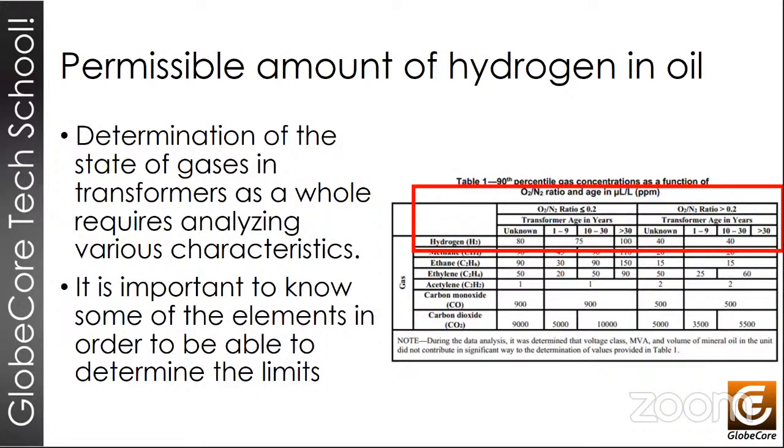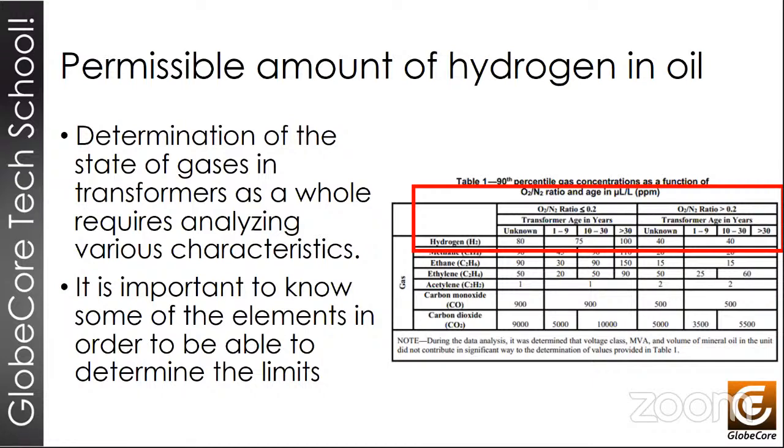So the permissible amount of gases in the transformer, if we're on the subject of standards, will depend on different parameters. The first thing that needs to be taken into account is the relationship between oxygen and nitrogen, as we can see in this table. We have two large groups. On the one hand, transformers in which this ratio is less than or equal to 0.2, and the other large group includes transformers in which this value is greater than 0.2. So this makes it necessary to know other parameters in order to define our acceptable limits.